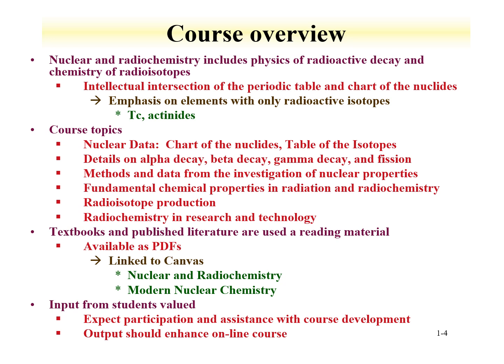The course topics includes the chart of the nuclides, details on alpha decay, beta decay, gamma decay, and fission. You should understand what the differences are in those by the end of the course. Methods and data that are obtained from investigating nuclear properties. We'll have discussions on the fundamental chemical properties that are involved in radiation and radiochemistry, particularly how they intersect with the elements that are only available in radioactive isotopes, such as technetium and particularly the actinides. We'll discuss how isotopes are produced, and we'll talk about how radiochemistry is used in research and technology.